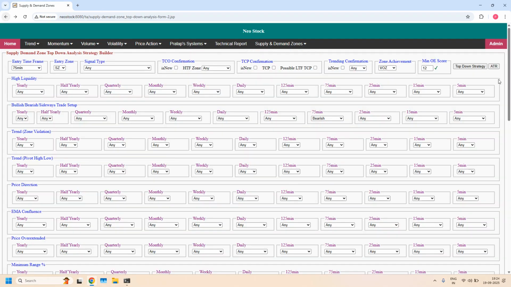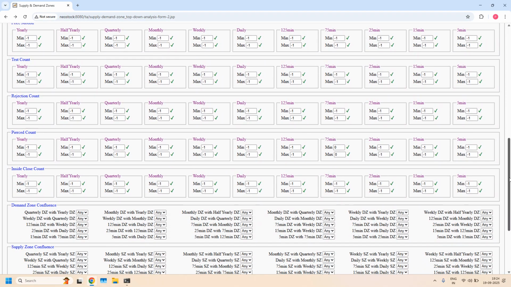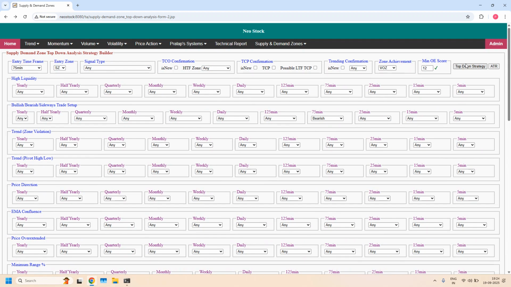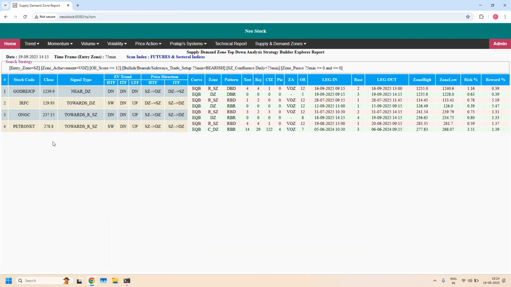First filter is LTF and ITF supply zone confluence, that is 75 minutes and daily supply zone confluence. I enabled the filter. Applying on the 4 stocks, we got all 4 stocks. In all the 4 stocks, these 75 minute supply zones are overlapped with daily supply zone.